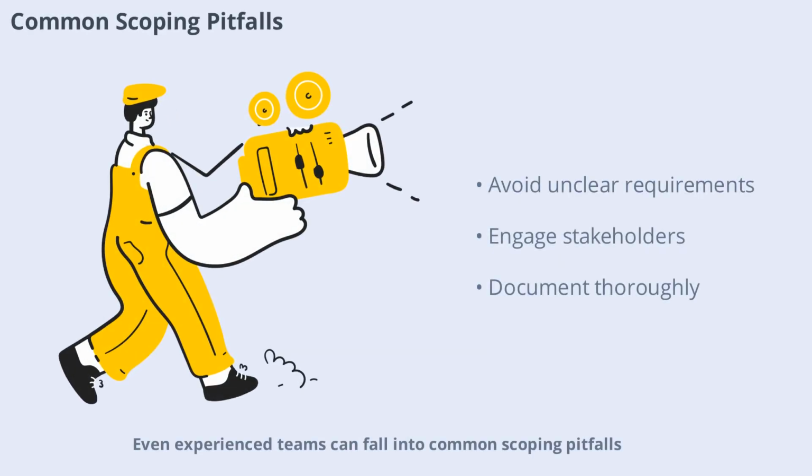Even experienced teams can fall into common scoping pitfalls, such as unclear requirements, lack of stakeholder involvement, or inadequate documentation. Recognizing these pitfalls helps you avoid them and keep your project on track. Let's explore some of the most common scoping mistakes and how to prevent them.